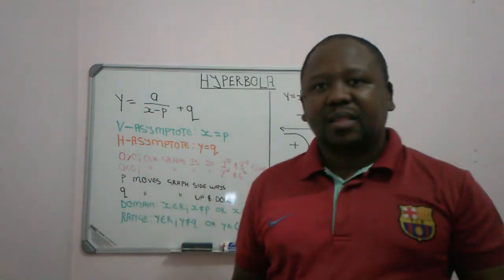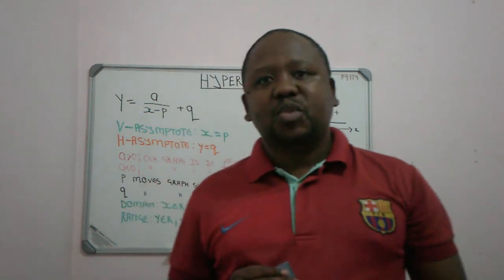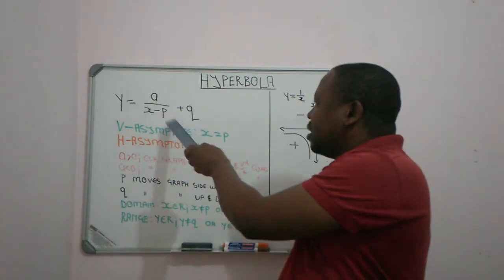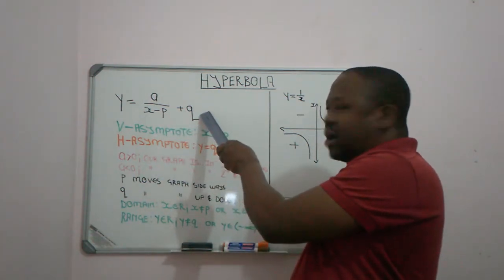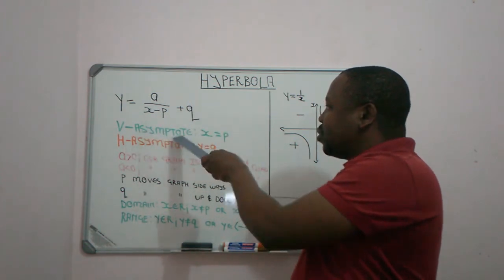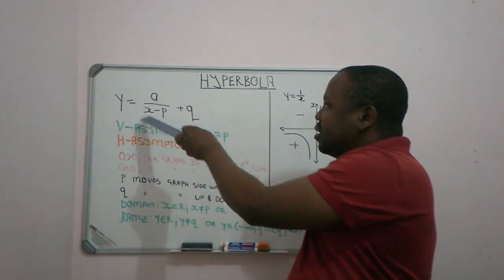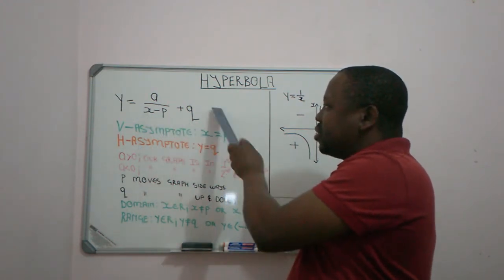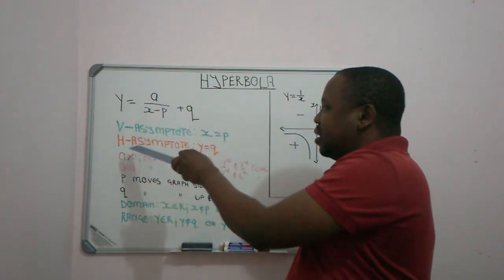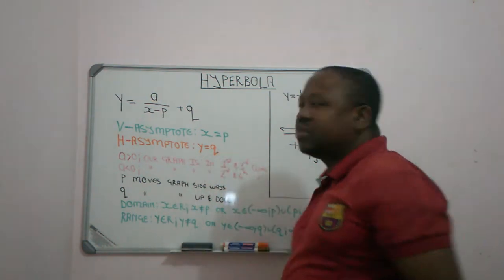Another thing that we also get from the equation is our asymptotes. Our P and our Q represent our asymptotes. Our vertical asymptote is x is equal to p, which is going to be x minus p is equal to 0, and therefore x is equal to p. And our horizontal asymptote is y is equal to q.